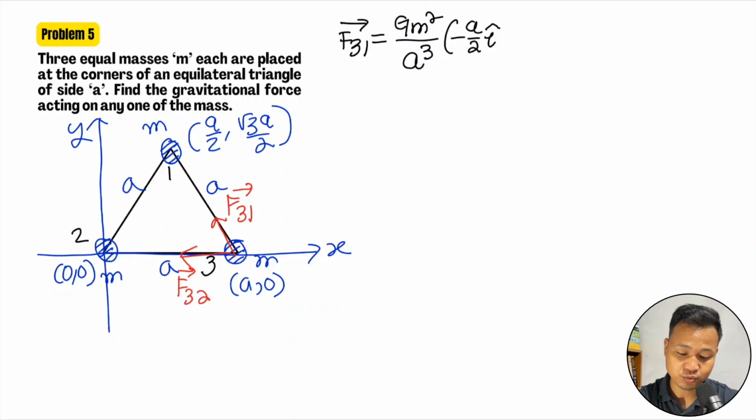minus A by 2 comma I cap. So root 3A by 2 minus 0, root 3A by 2. So plus root 3A by 2 Z cap. So this is the first force, force on 3 due to 1.